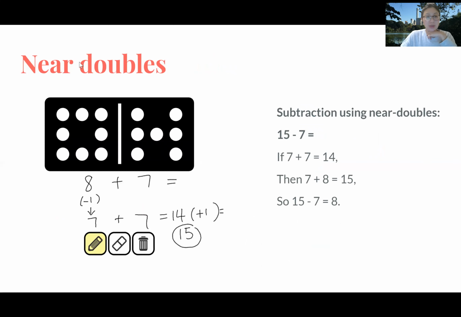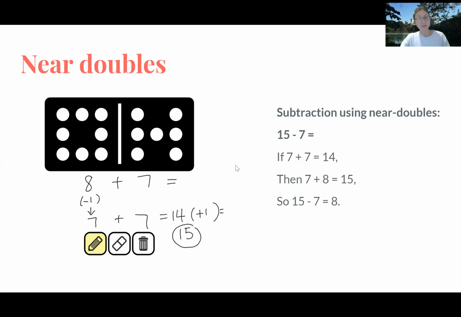The next strategy is called near doubles, which I touched on before. So here on the domino, we can see that on this side we have 8 dots, and on this side we have 7 dots. So if I was to add them together, I would turn the 8 into a 7 so that I can make a pair of doubles. So in order to change the 8 to a 7, I need to subtract 1 and turn that into a 7. So then I know that double 7, because I know my doubles, 7 and 7 make 14. But because I held that 1 to the side, I need to now add it back to the total. So 14 plus the 1 will give me 15 in the end.